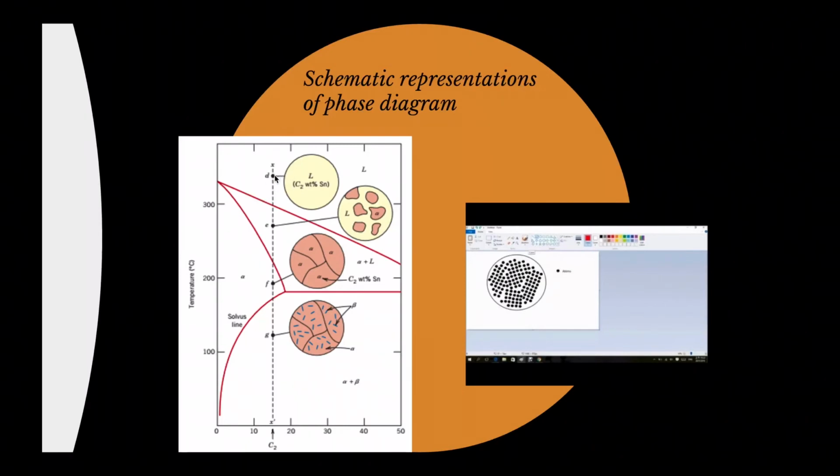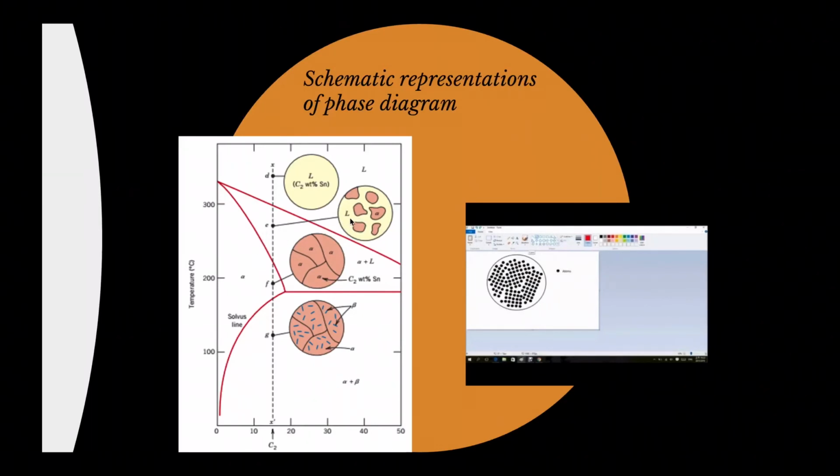So from here, imagine this is the temperature, and this is the composition of the element. So here is our point. It's at a higher temperature, so it says L. Usually L means liquid, so it's in the liquid phase. And then, cooling down slowly, we go here to E.